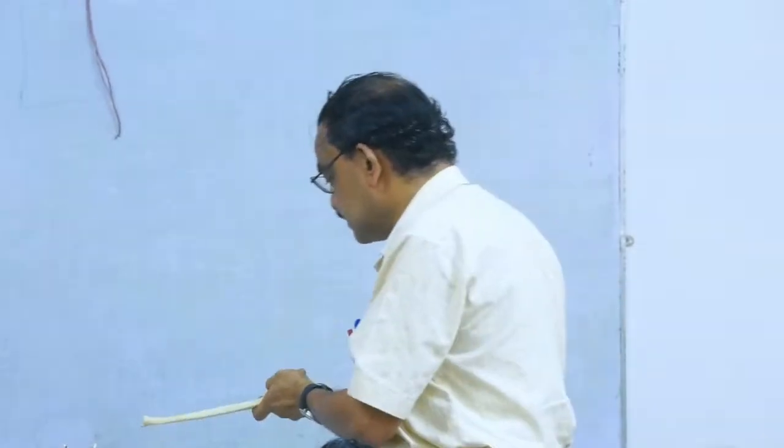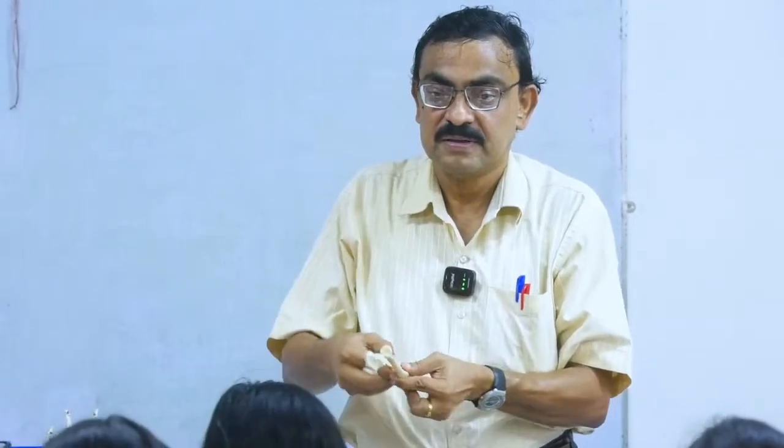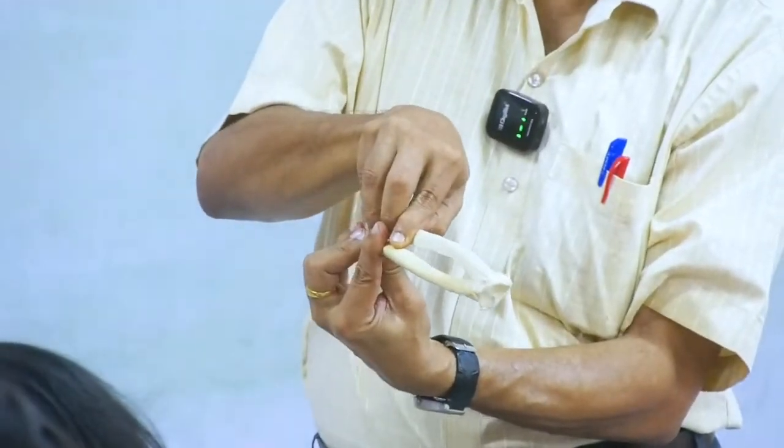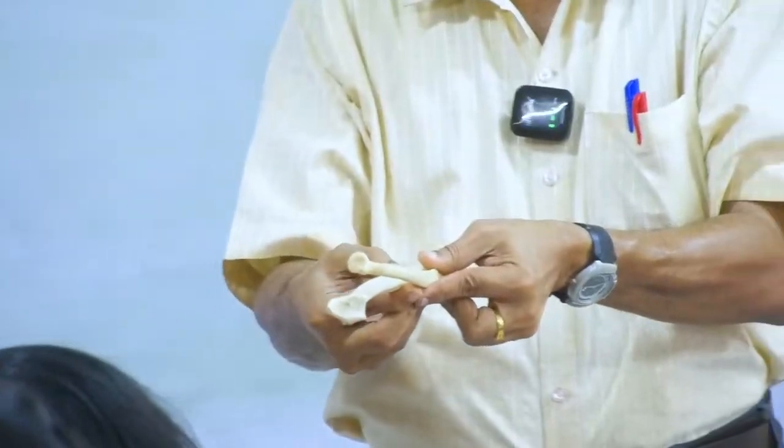Beggars supinate, kings pronate. So this movement is called pronation. During pronation the whole thing will rotate like this, and during supination it will be like this.